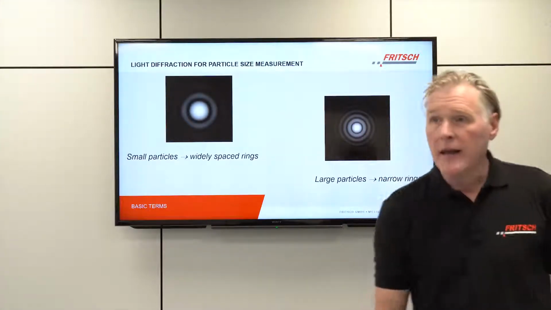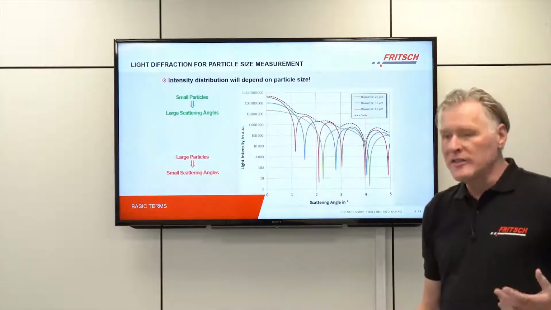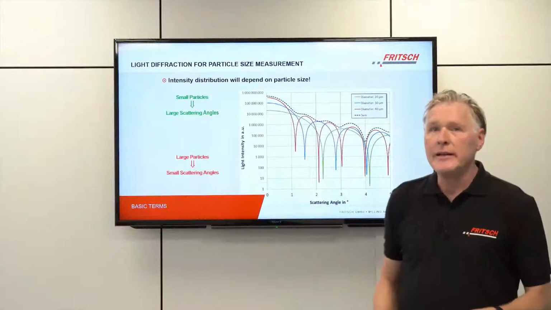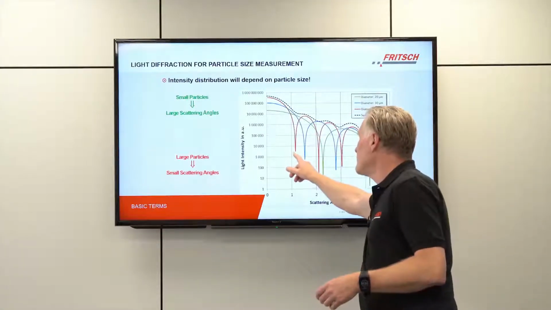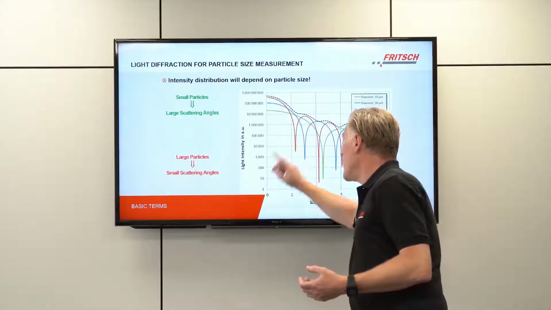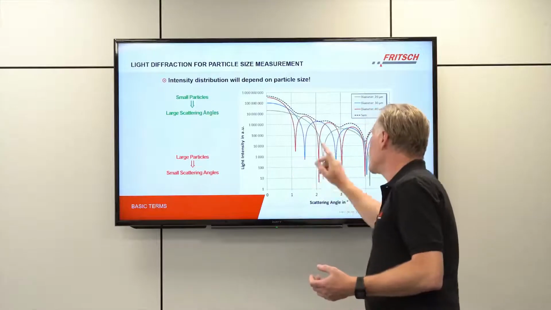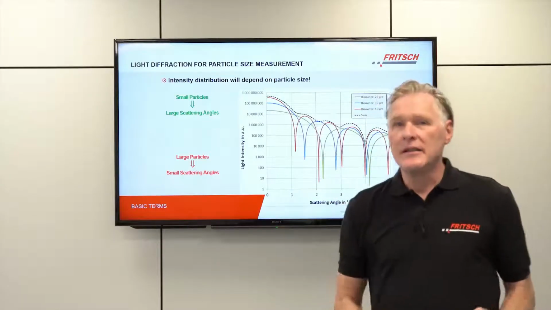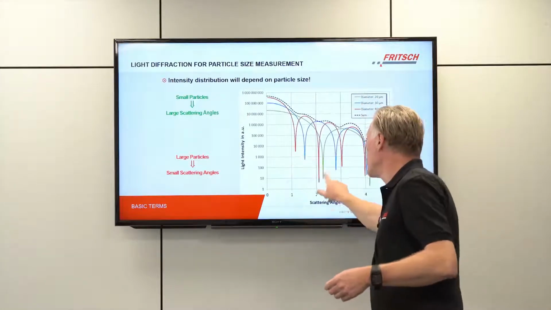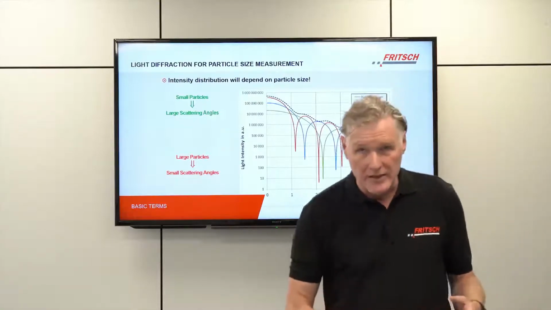That means the small particles will give you wide diffraction rings, while the large particles give you narrow diffraction rings. Now when you take a closer look, here it is more detailed, the intensity distribution is calculated as an example for 3 different diameters, 20, 30 and 40 microns. You can clearly see that, for example, the first minimum of this intensity distribution travels from smaller scattering angles to larger scattering angles with decreasing diameter. So in principle, from just the position of this first minimum, you can calculate the particle diameter.